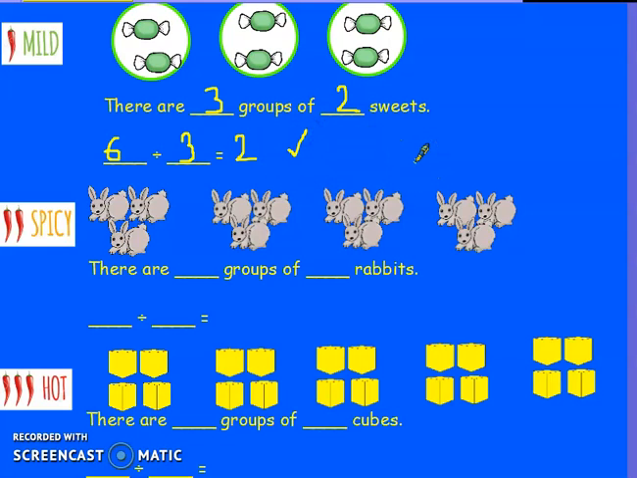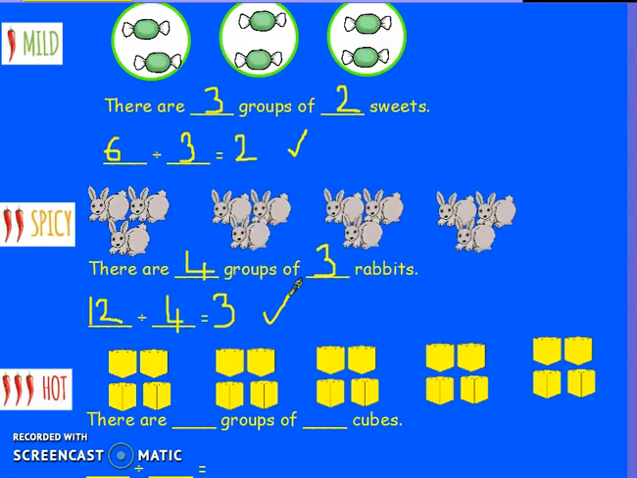Let's take a look at the spicy challenge where we've got some rabbits. There are 1, 2, 3, 4 groups of rabbits. And there are 1, 2, 3 rabbits in each group. How many is that altogether? 3, 6, 9, 12. There are 12 rabbits that are divided into 4 groups. And there are 3 rabbits in each group. This picture tells us that 12 divided by 4 equals 3.